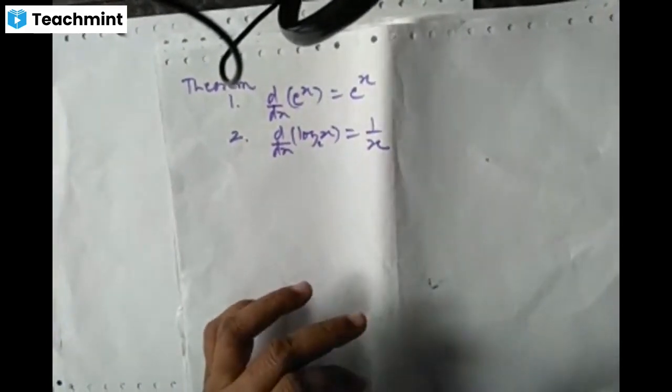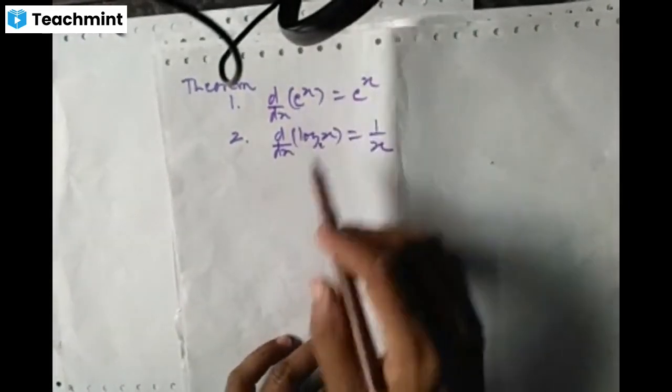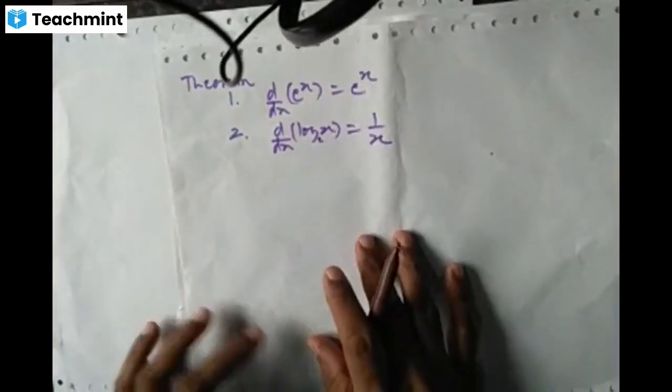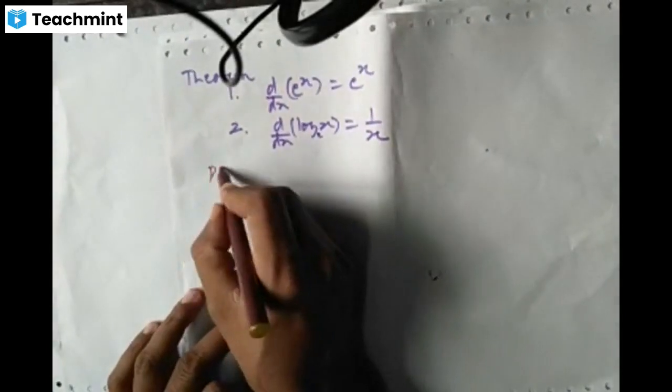Now we are going to prove these two statements. Here I am going to use the first principle to show that the derivative of e to the power x is e to the power x and the derivative of log x is 1 by x. So, proof of the first.